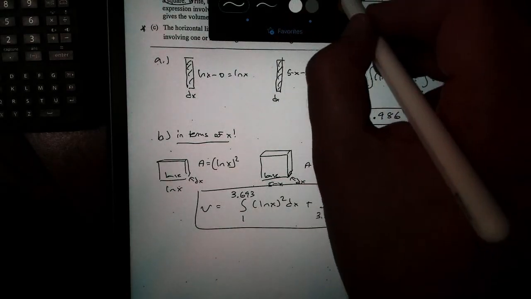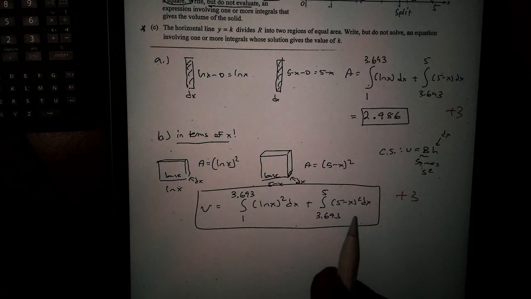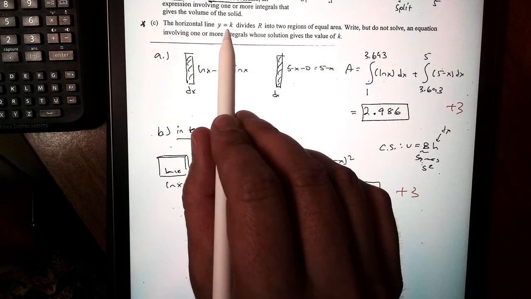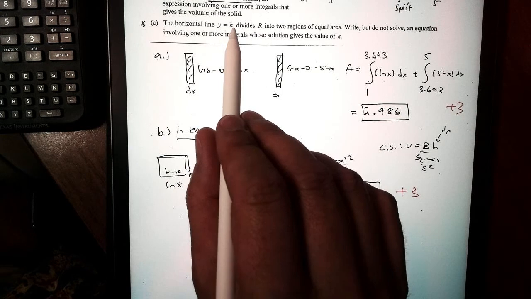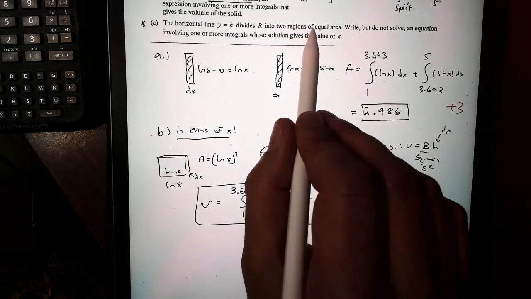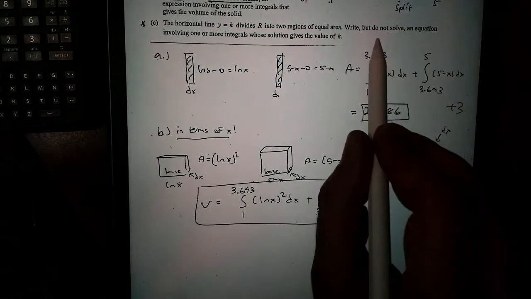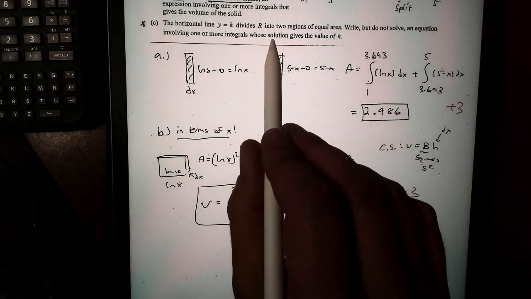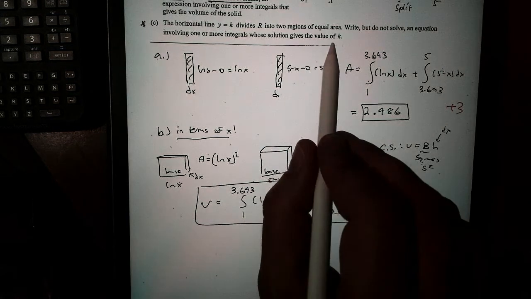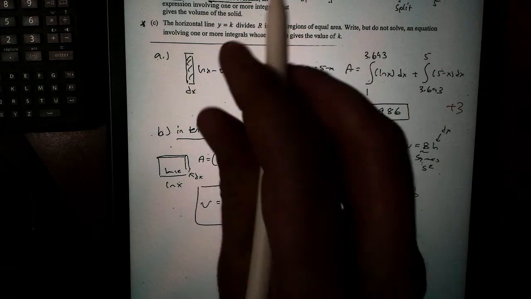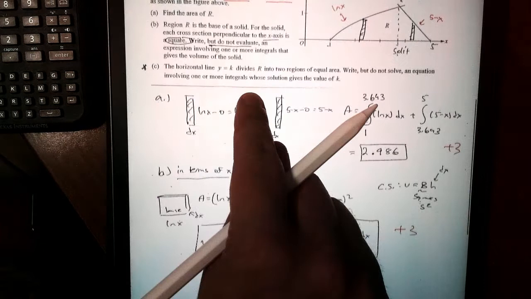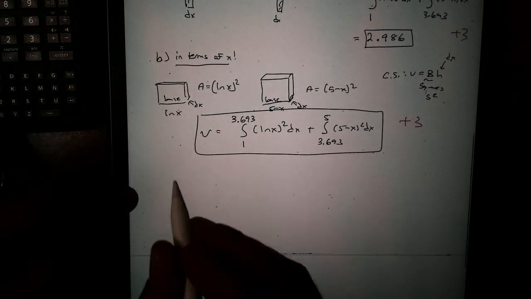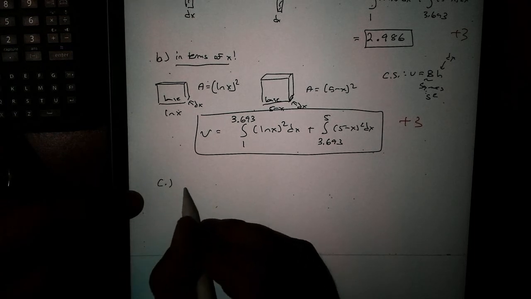All right. The last part. It says the horizontal line y equals k divides R into two equal area. Write, but do not solve an equation involving one or more integrals whose solution gives the value of k. Now this one's a little bit trickier. So what they're saying here is that if I'm going to redraw this, let me go ahead and redraw this one right here. If I redraw it, let's go ahead and take a look at this one again.